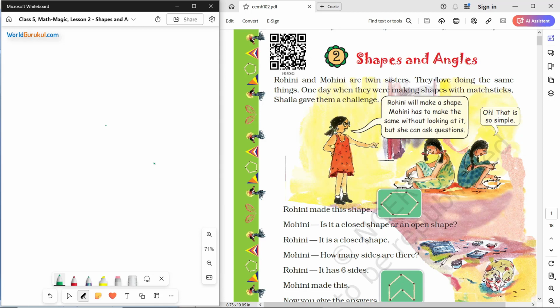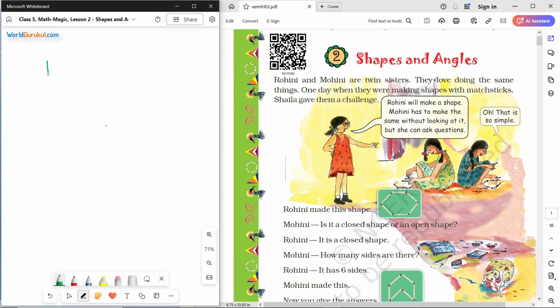This is lesson number 2, shapes and angles. So here we have two girls. They are playing with the matchsticks. You also might have played with matchsticks, building blocks, or some other kind of fun stuff, right?